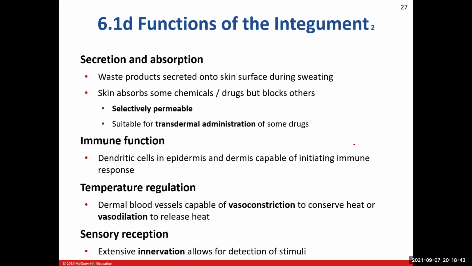My dog got hit by a car. This is a long time ago. Didn't die. But after his surgery, they put a fentanyl patch on him. And so he was nice and drugged. And that was through transdermal administration.